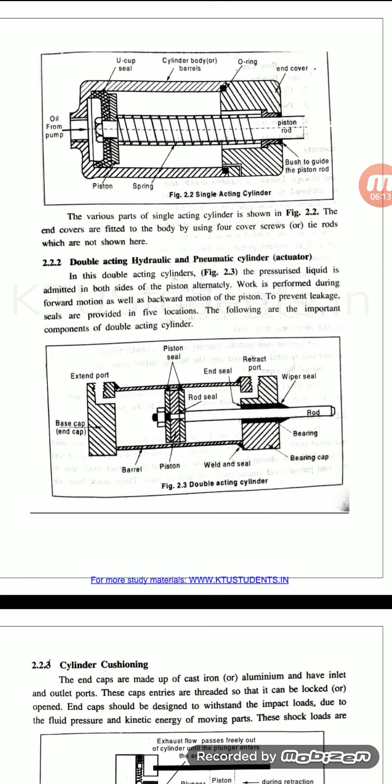Double acting, see the block diagram: same exchange port and base cap or end cap. Piston, friction seal, end seal, rod seal, and retract port, wiper seal, rod bearing cap. Okay, so this is the double acting.